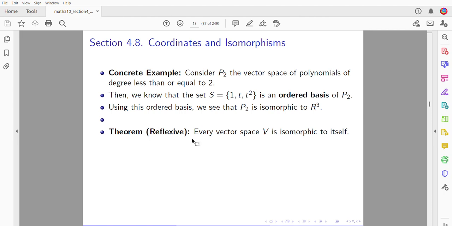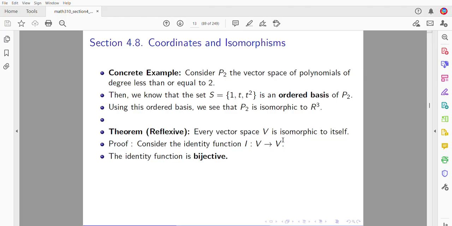Here is an important theorem, the reflexive theorem. The statement is every vector space V is isomorphic to itself. What do you need? A function from V to V which is bijective, which respects vector addition, which respects scalar multiplication. Consider the identity function from V to V. Well, the identity function is bijective. It is both one-to-one and surjective.